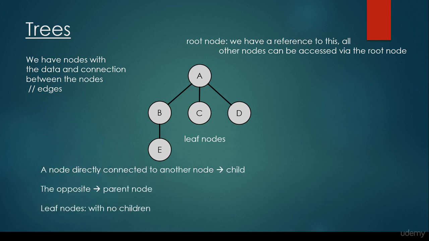Okay, a node directly connected to another node is going to be called a child. The opposite relationship is the parent node. So the children of A are node B, node C, node D. The child of B is the node E. The parent of E is B. The parent of B, C, and D is the node A. So basically child and parent relationships are not independent from each other.